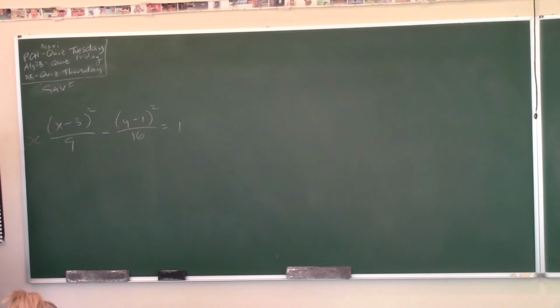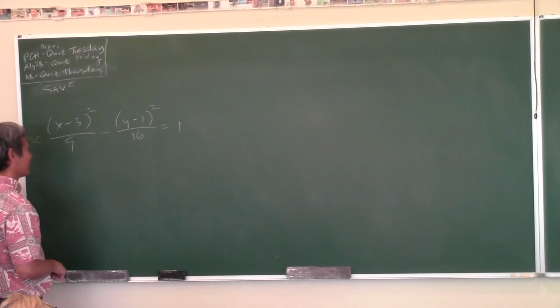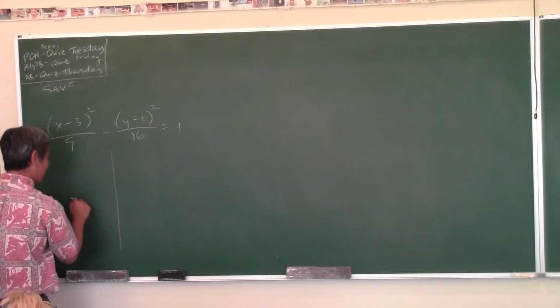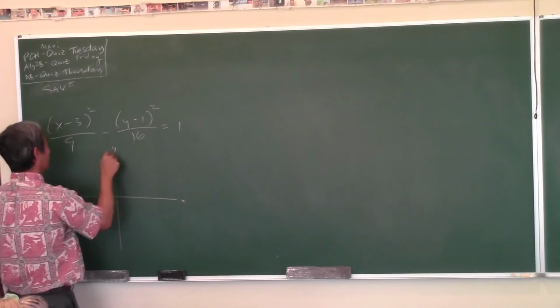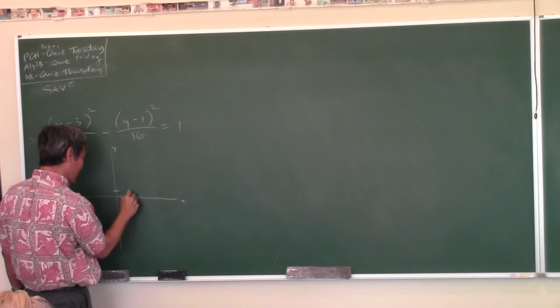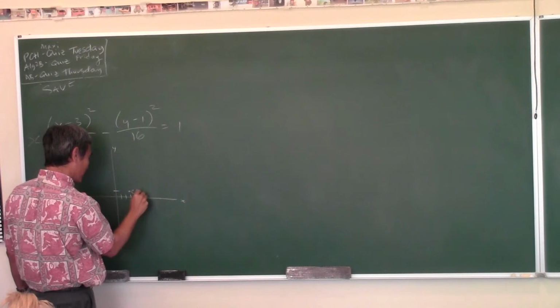Okay, so what you need to do on tonight's homework, you got to graph it and then label all the important parts. Okay, so where's the center? The key is you got to know where the center is. Where is the center of this hyperbola? 3, 1. So you go 3, 1. Here is the center. 3, 1.